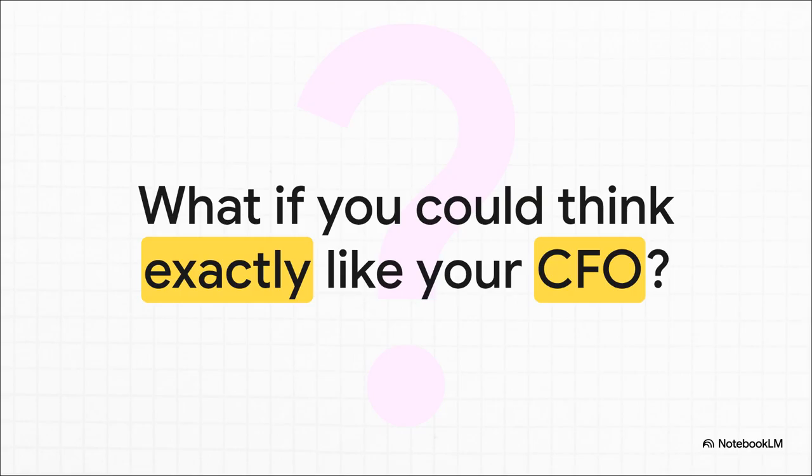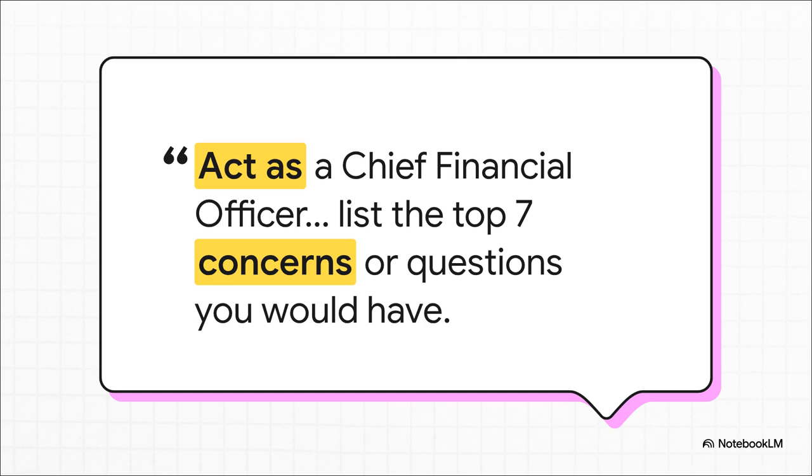Just think about this for a second. What if, before you walk into your next big meeting, you could actually get inside the head of the person sitting across the table? What if you could think exactly like their CFO? That's the kind of power we're talking about here. And here it is in action. By telling the AI to act as a chief financial officer, you completely stop guessing what they might care about. Instead, you get a strategic blueprint of their most likely priorities, their questions, their biggest concerns. This is how you walk into that meeting prepared for literally anything.